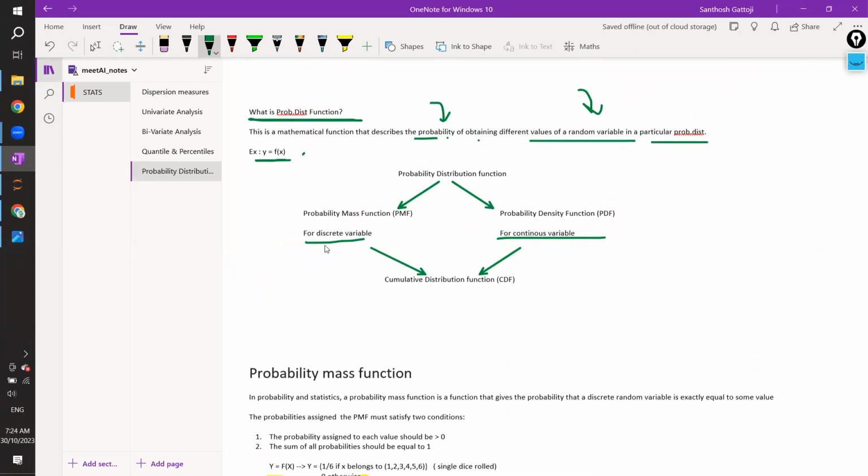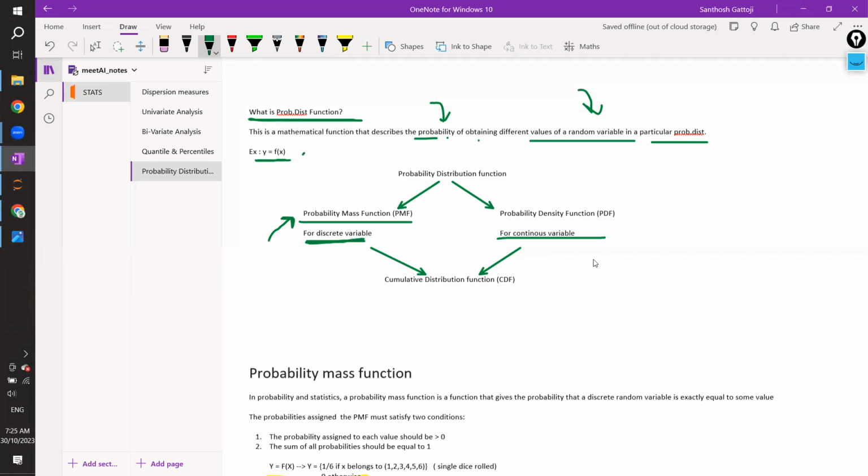So for a discrete variable, the probability function which you are going to study is called, focus guys, probability mass function. So this you need to remember. These are very important concepts, so the terminology also you should focus on and remember. If you are studying a discrete variable, the probability distribution function is called probability mass function.